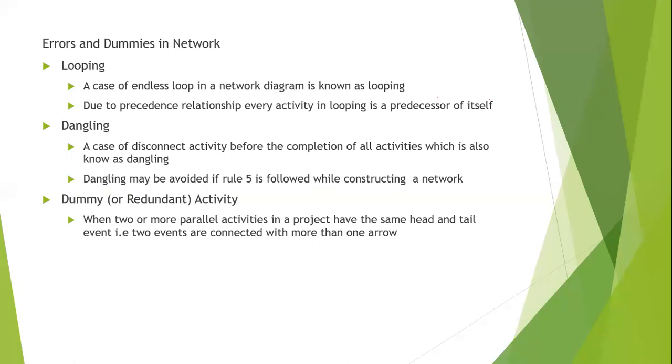There are some errors in the network also. One is called looping. Looping means A is dependent on B, B is dependent on C, and C is dependent on A. So these three keep crossing each other like this and never move forward. Okay, so that is called a loop. Why does this happen? Due to precedence relationships. If I am not giving the correct precedence, looping will occur.